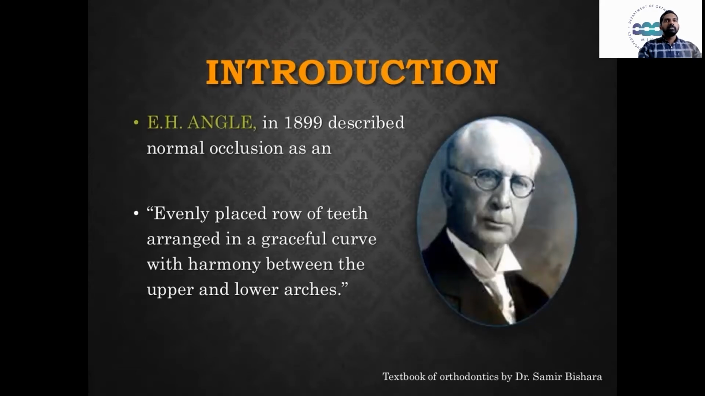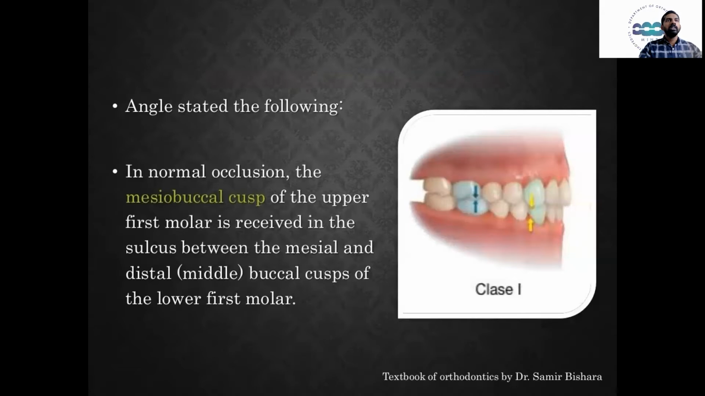Edward H. Angle, the father of modern orthodontics, said that normal occlusion is an evenly placed row of teeth arranged in a graceful curve with harmony between the upper and lower arches. This is the definition given by E.H. Angle for normal occlusion. We know that Angle classified the occlusion into three types: class 1, class 2, and class 3.